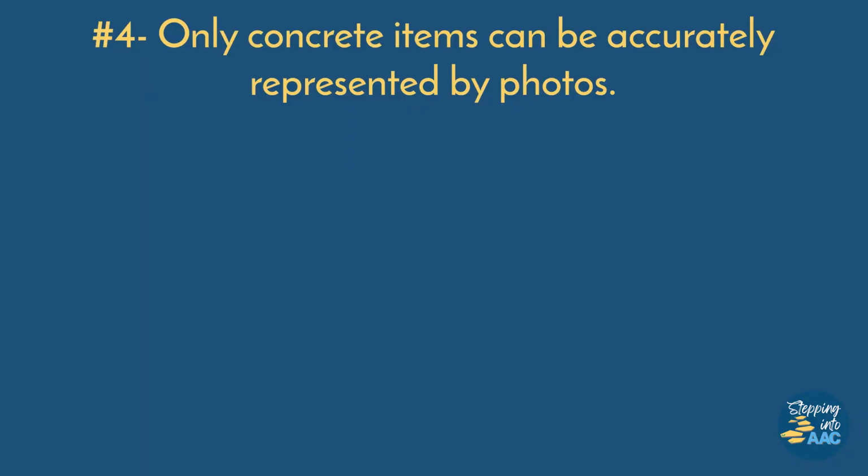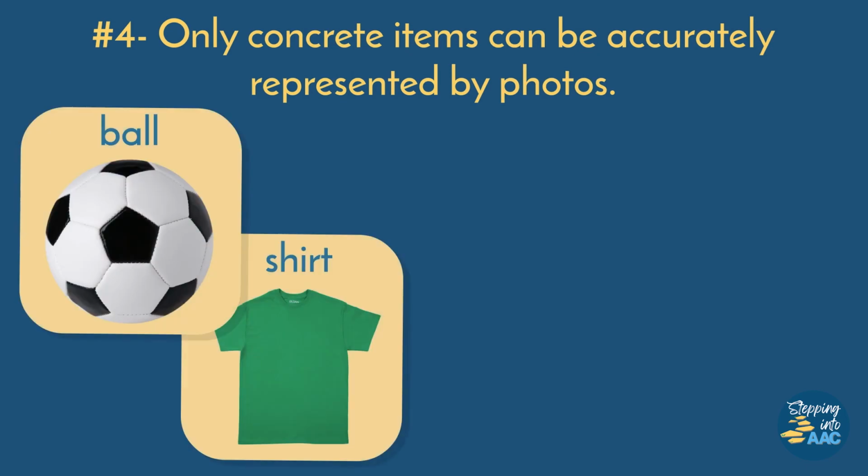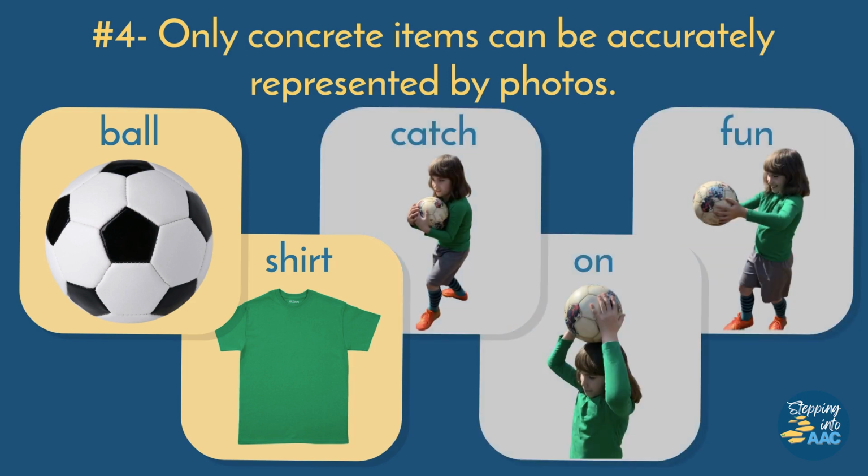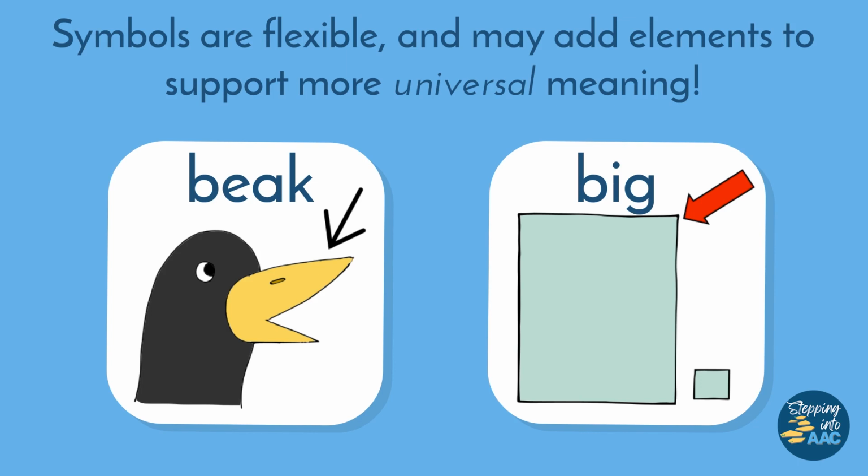Lastly, photos inherently limit access to language because only concrete items are accurately represented by photos. Photos can capture a ball or a shirt, but not catch or on or fun. Because icons are not a real representation, elements such as arrows or enlarged characteristics are employed to highlight features or emphasize an element to provide more universal meaning.